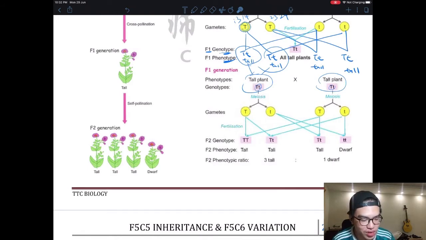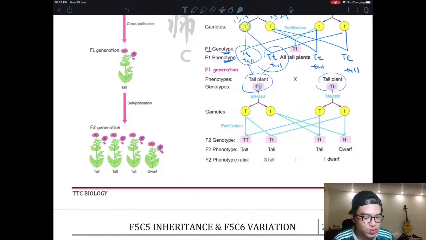So when I cross them together, 1, 3, 1, 4, 2, 3, 2, 4. The first possibility is 2 big T's. Second possibility, big small. Third possibility, big small. Fourth possibility, small small. 2 big T's are tall. 1 big, 1 small, still tall. 1 big, 1 small, still tall. 2 small T's, it's definitely dwarf or short. So I get a ratio of 3 to 1. In his second generation, he got 3 tall plants and 1 short plant.